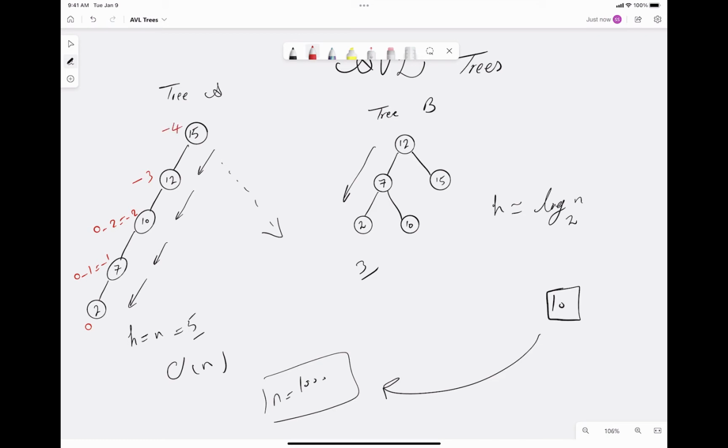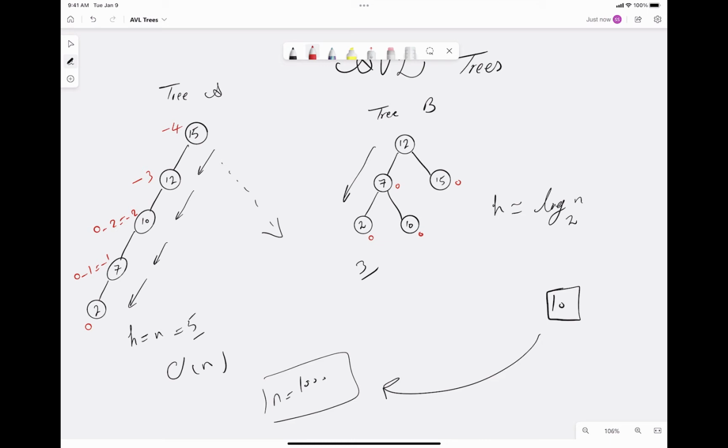However, if you look at tree B here, 10 and 2 both have a balance factor of 0, and the same thing for 15, because they are leaves, and leaves always have a balance factor of 0, the difference between the height of the right side and the height of the left side. The balance factor of 7 is also 0, and you might ask why. As you see, the height from the right side of 7 is 1, and from the left side it is also 1, so the balance factor is 1 minus 1, which is 0.